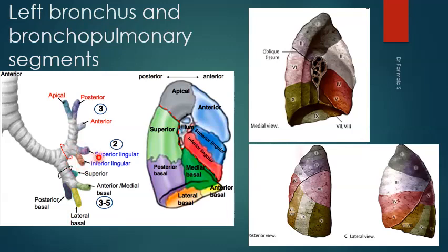Superior lingular and inferior lingular bronchi supply the lingula, which corresponds to the middle lobe of the right lung. Here in the left lung we are seeing only two lobes, but the lingula actually corresponds with the middle lobe of the right lung. Then the lingular tertiary bronchi are upper and lower, whereas those of the middle lobe on the right side are medial and lateral, whereas here upper and lower tertiary bronchi are seen.